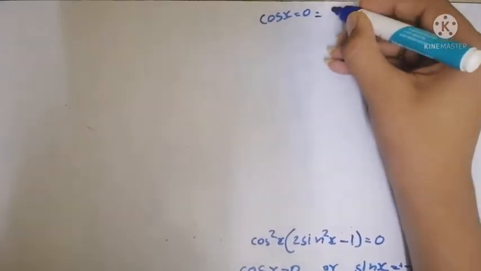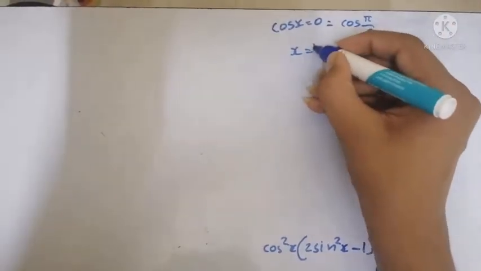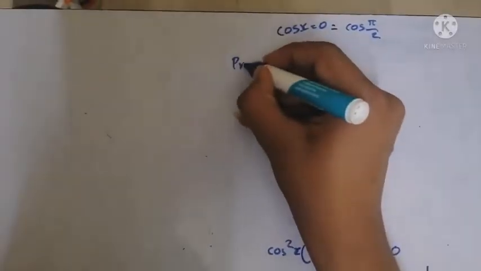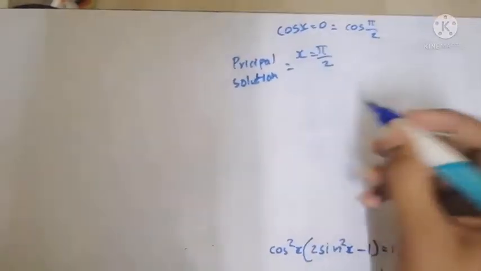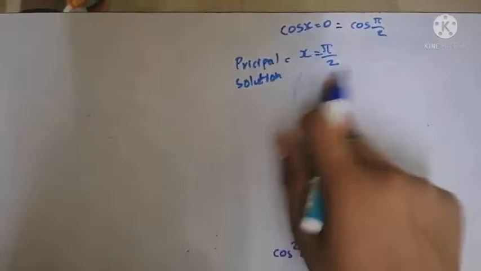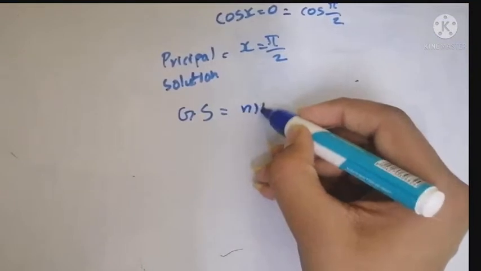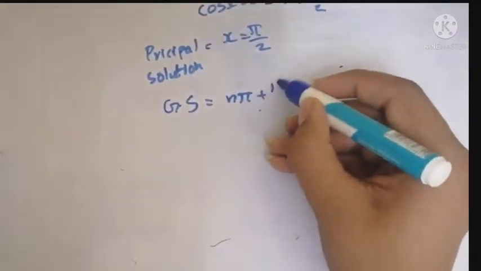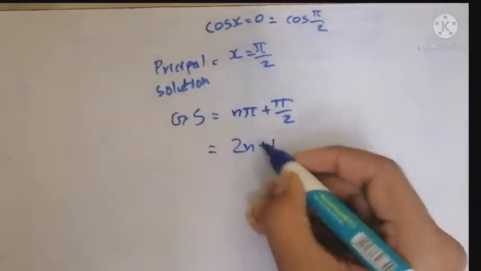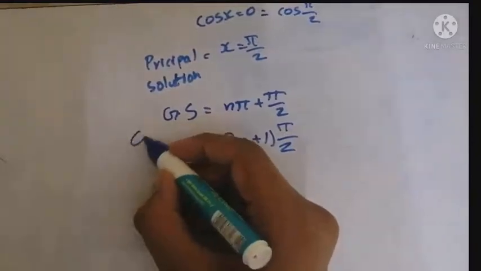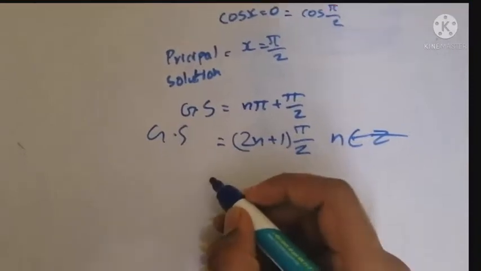So it is cos pi by 2. Cos pi by 2 is equal to 0. That is x is equal to pi by 2. The principal solution is x equal to pi by 2. Actually we can write the general solution as n pi plus or minus pi by 2, so like we can write (2n plus 1) pi by 2 as the general solution, where n belongs to integers. So this is the general solution for cos x equals 0.